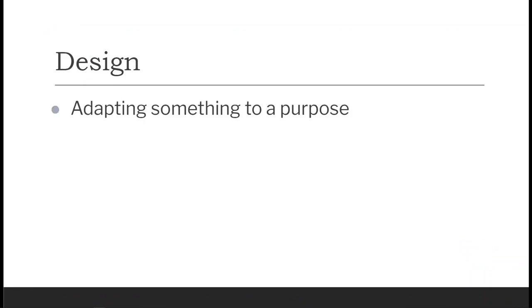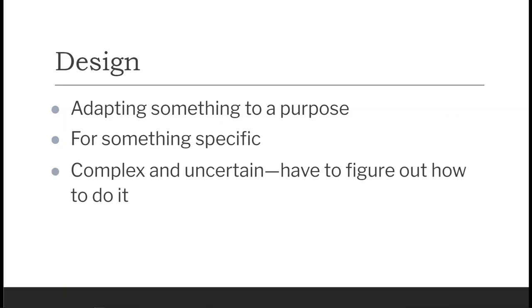So these 3 ideas to keep in mind: design is adapting something to a purpose, and it's a specific purpose for something specific in a specific context, and then it's done in complexity and uncertainty. We have to figure out how to do it. Now, ways to deal with this complexity and uncertainty vary.